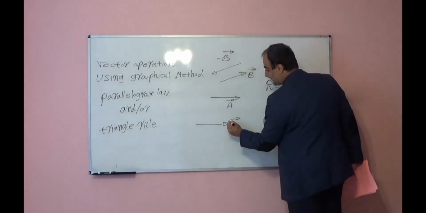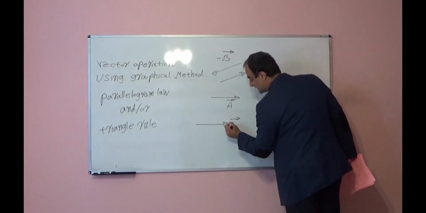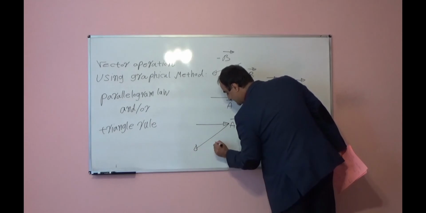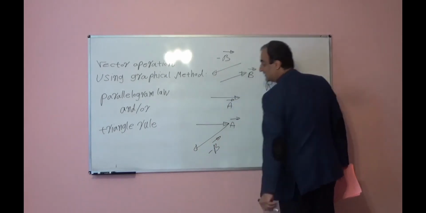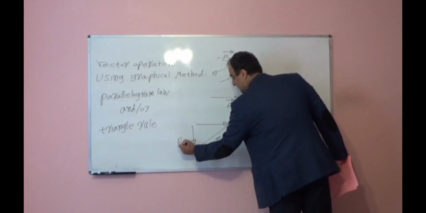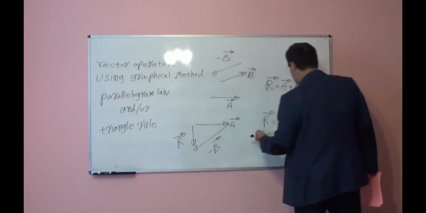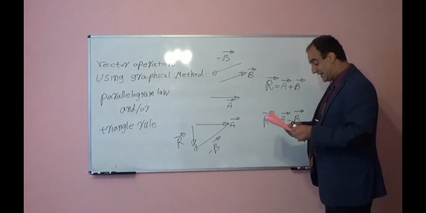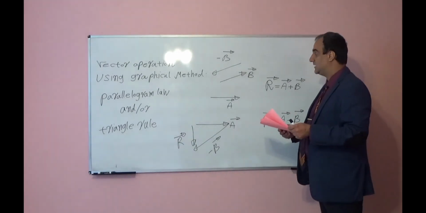Now we will put the tail of this vector, negative vector B, at the head of vector A. The resultant vector will be this vector. So this vector will be vector A minus vector B.